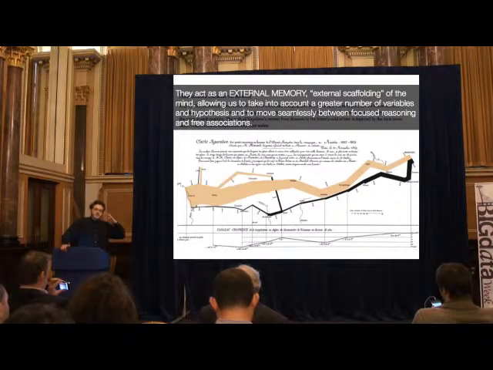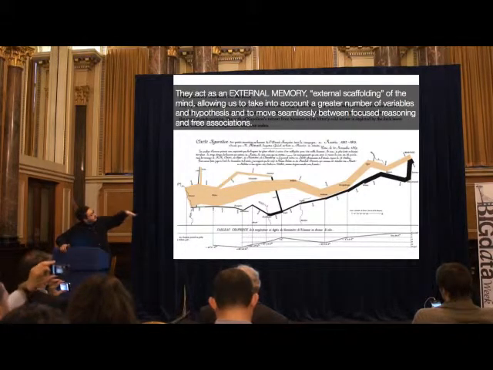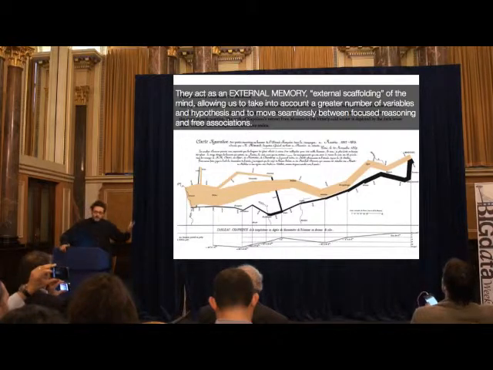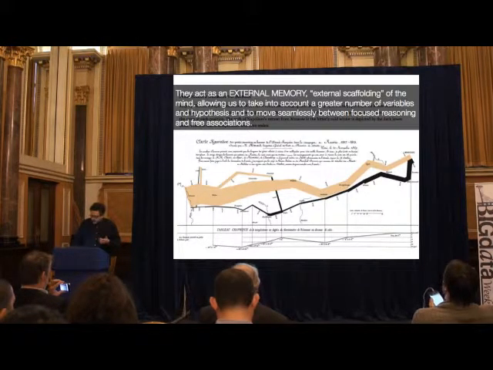It allows us to free the mind so that we can move seamlessly between focused reasoning and free associations. We don't have to remember the different variables that we're dealing with, the different data that we're trying to mine. We can simply hover between the different types of actions that our mind wants to do with the data, and we're freeing up processing power by outsourcing it to the visualization.